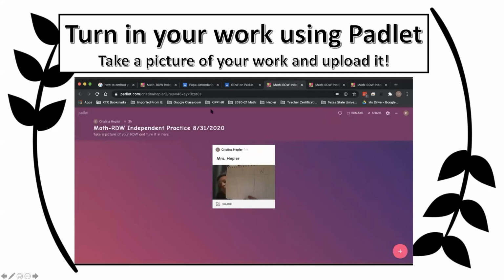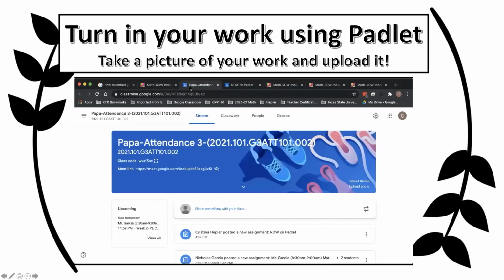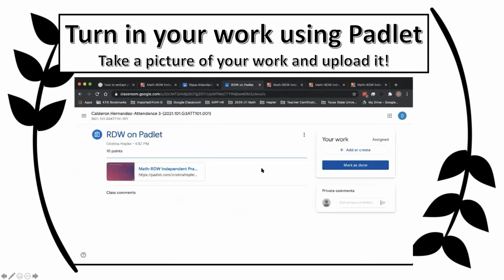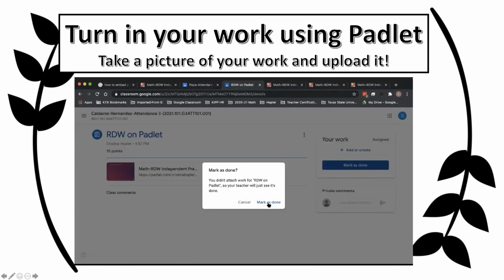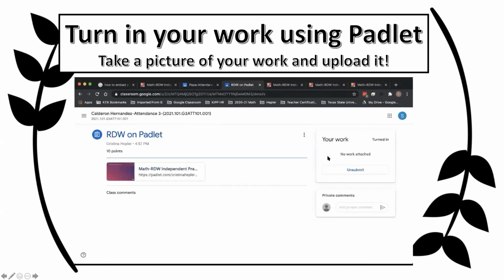And then you have to go back to the Google Classroom. Here we go. And then you're going to click Mark as done. Mark as done. Yep, because I just took the picture on Padlet and I'm done. You should be doing mark as done in all of your assignments. And then you're all done. That's how you turn in your work for today. Can't wait to see all of your assignments here.